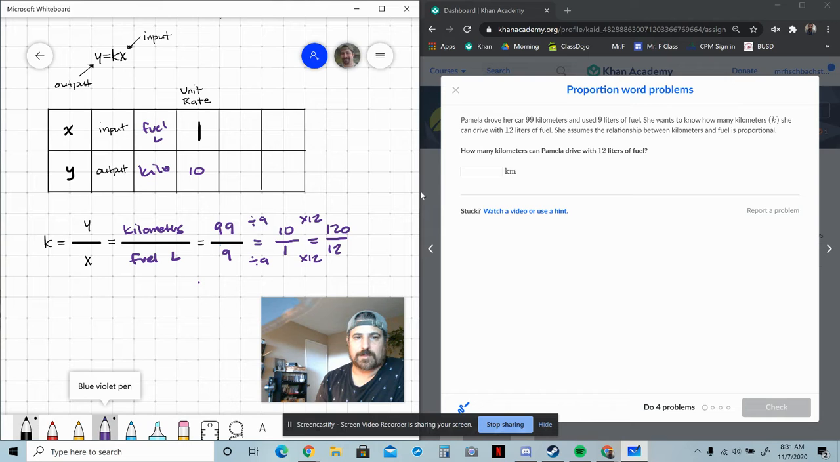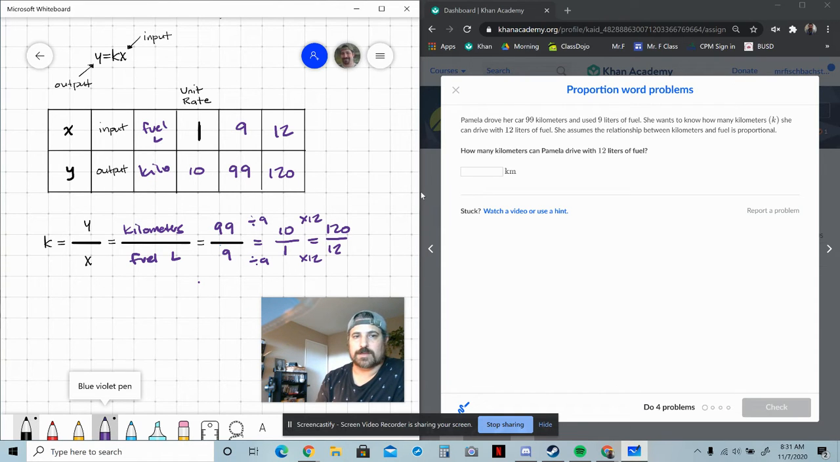So if we were to fill out the rest of our table, we would see that when we have 9 liters of fuel, you can travel 99. When you have 12 liters of fuel, you can travel 120. And this would be kind of the table. This would be the reasoning for it, and this would be your equation.